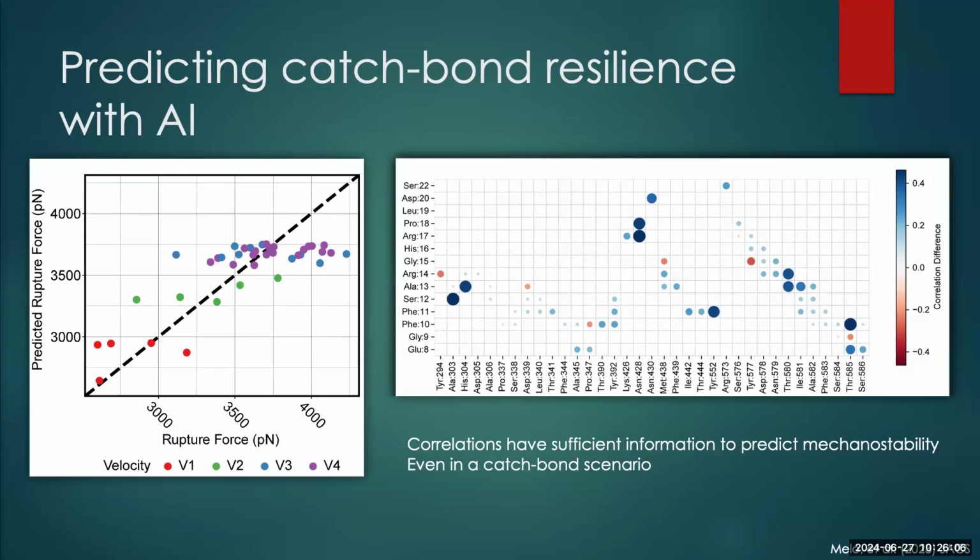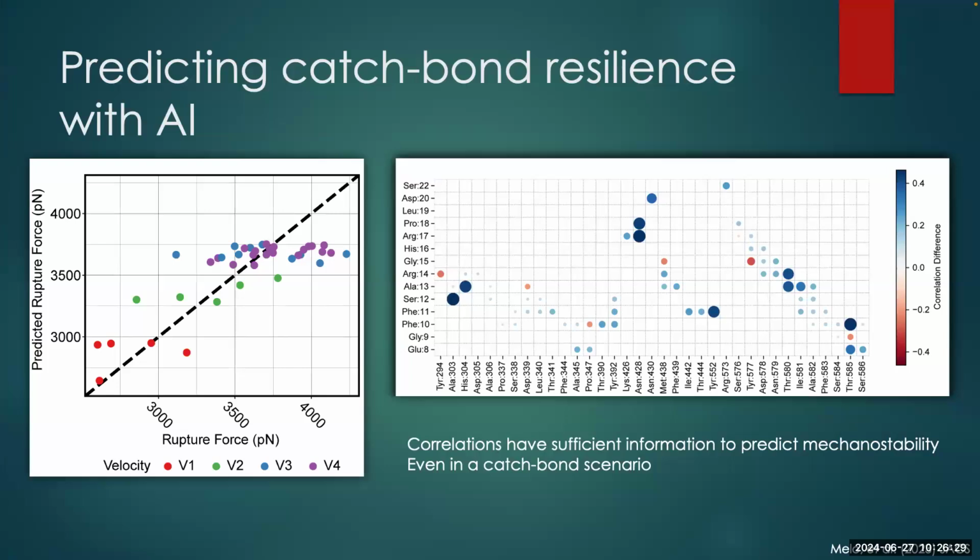Turns out you can't. So these correlations do contain information that allow you to extract mechanical stability data, right? Without knowing what the amino acids are, without knowing geometry, without knowing anything, just looking at the correlations. So there's a lot of information in there. That made me happy.